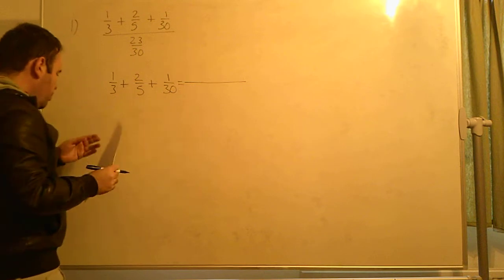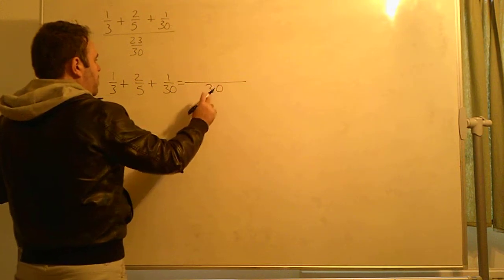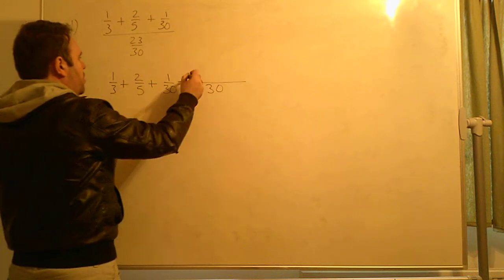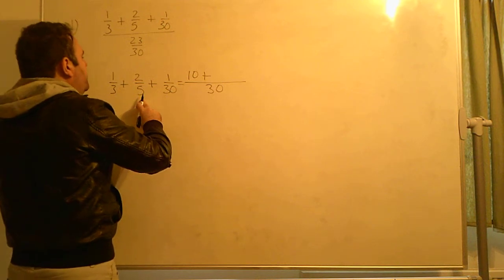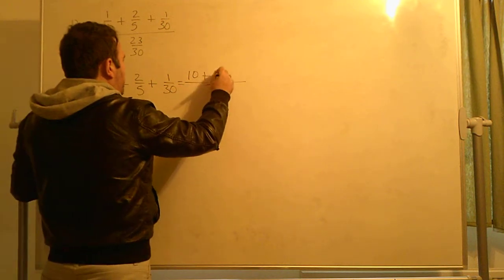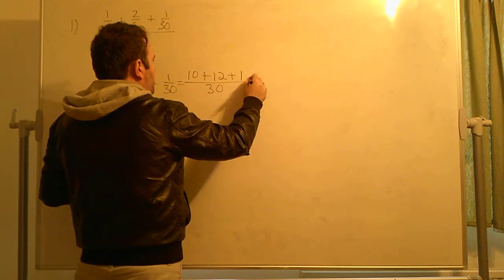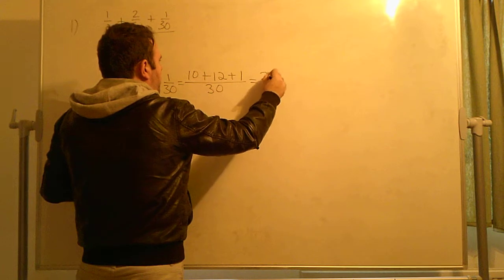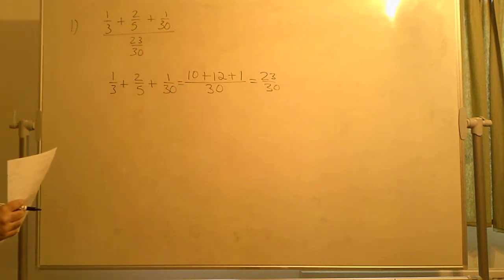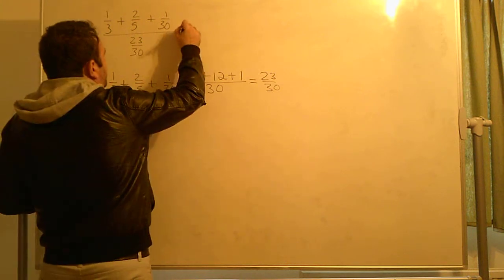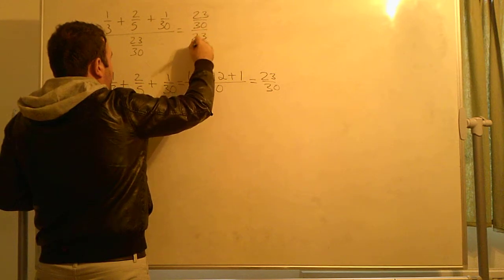So the least common multiple would be 30 here, and then 30 divided by 3 is 10, times 1, 10, plus 30 divided by 5 is 6, times 2, 12, plus 30 divided by 30 is 1, times 1, 1, and then this would be 23/30. Okay, so this would be 23/30 divided by 23/30.